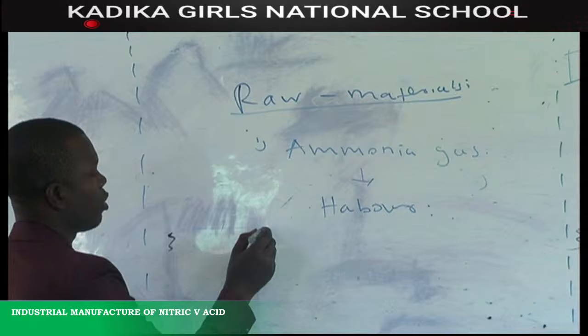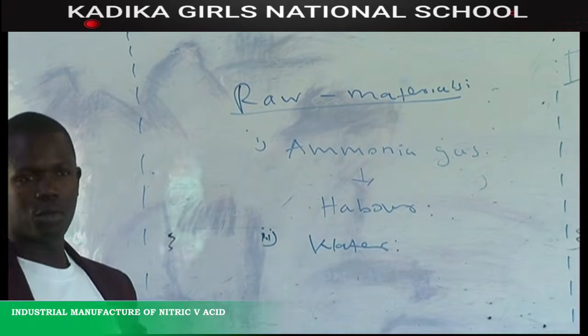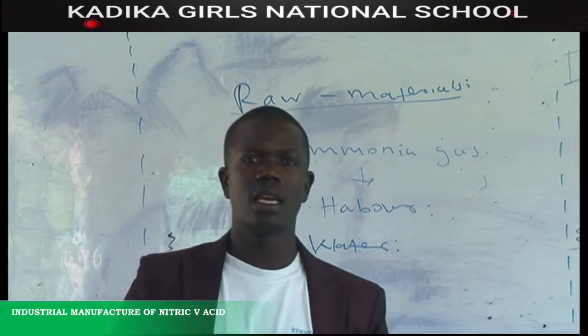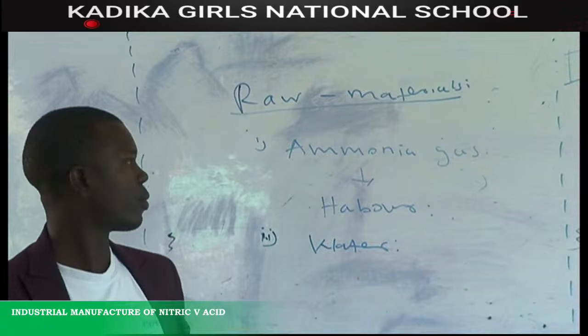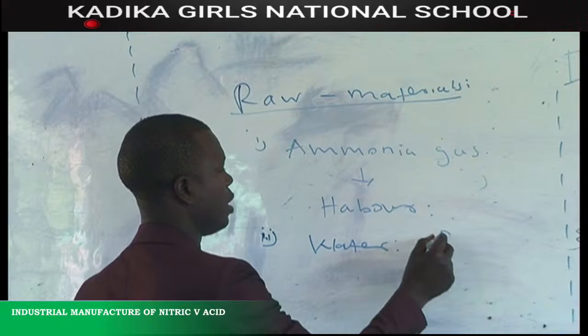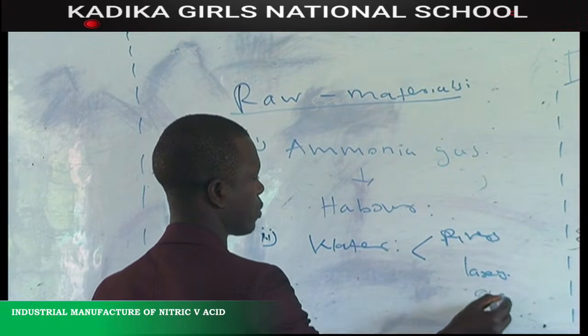Number two, another raw material, we use water. And sources of water. Where do you get water, students? We get water from rivers, lakes, and oceans. So those are some sources of water.